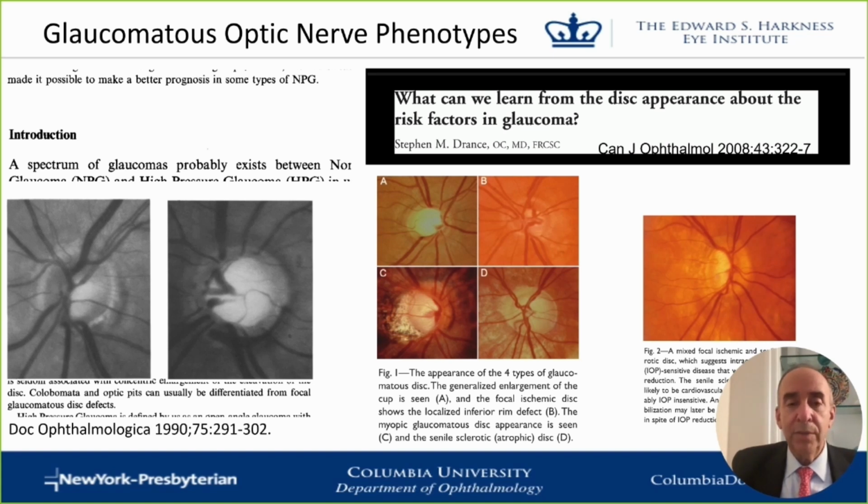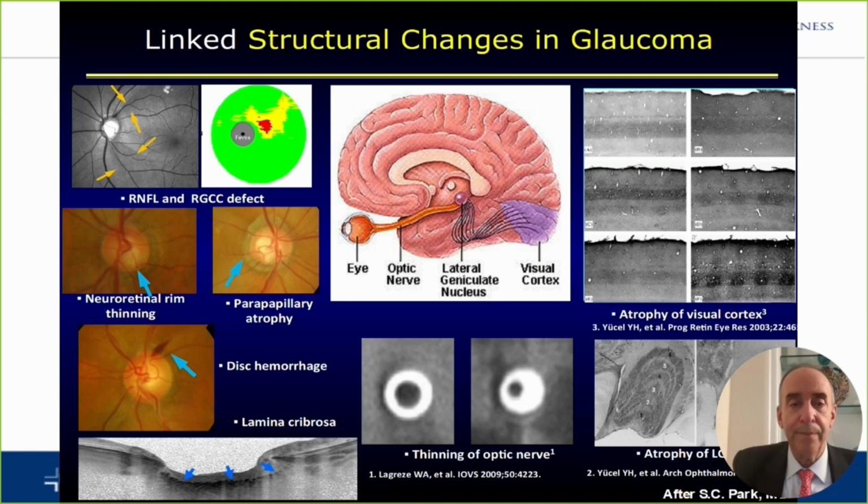Different glaucomatous optic nerve phenotypes have been described by clinicians over time that range from those that are vasculopathic to pressure dependent, and so on. However, all of these phenotypes are linked by the death of retinal ganglion cells and their axons that collect at the optic nerve to cause topographical change in the optic nerve along with disc hemorrhage.